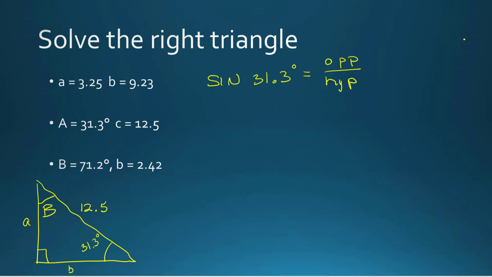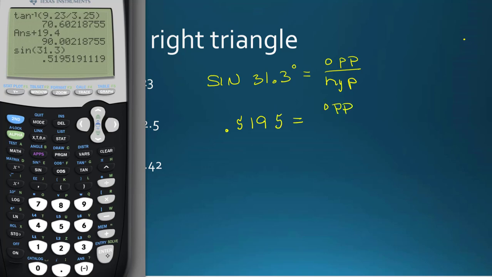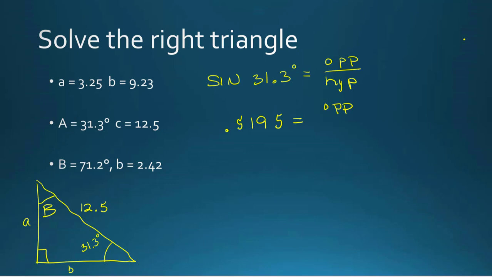So if you want, I'm going to break this down. You can do this in whatever order you want. I'm going to play around with it because I've seen students do it in different orders. So let's say the sine of 31.3 is 0.5195. So 0.5195 is equal to opposite over, what was the hypotenuse? 12.5.